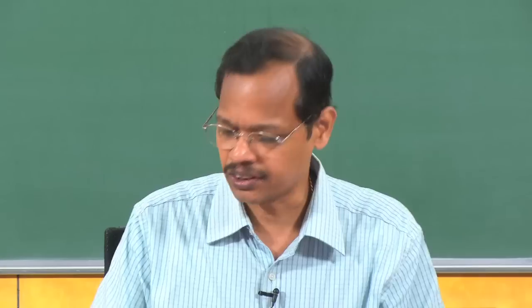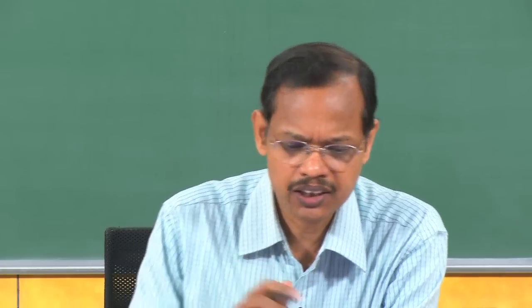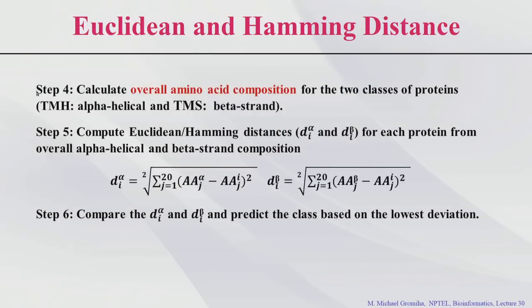I will show you the results, what the prediction accuracy or performance is if you use composition as the feature. First we talk about the statistical methods. We can get the overall composition. For example, if you have 500 or 1000 proteins, take all the proteins and get the overall composition for the helical proteins as well as for the TMS proteins. Then take a new protein, protein X, and calculate the deviation.